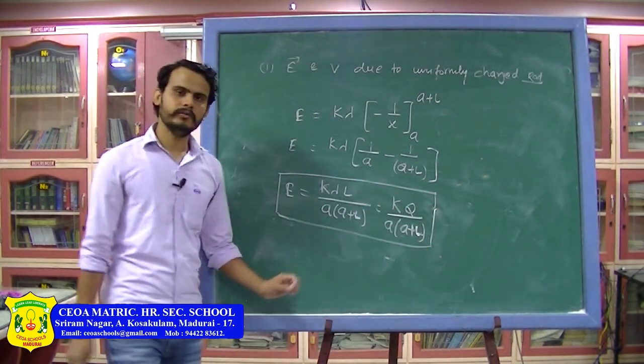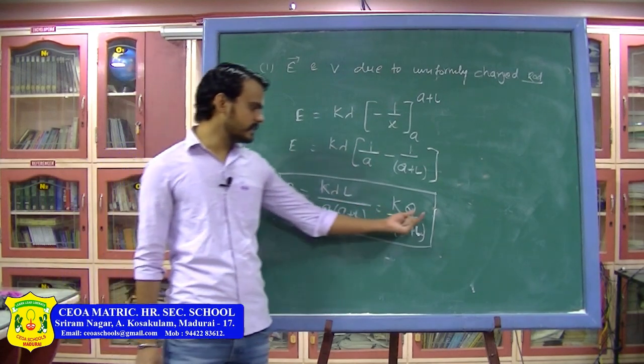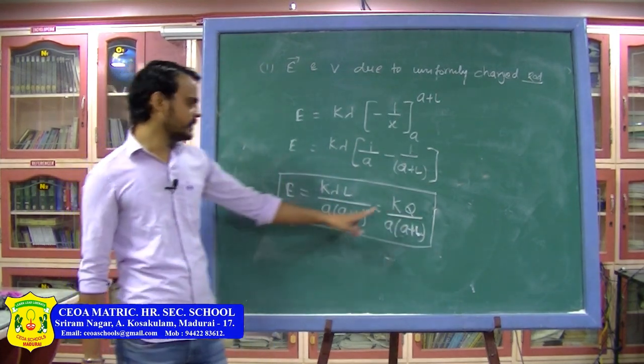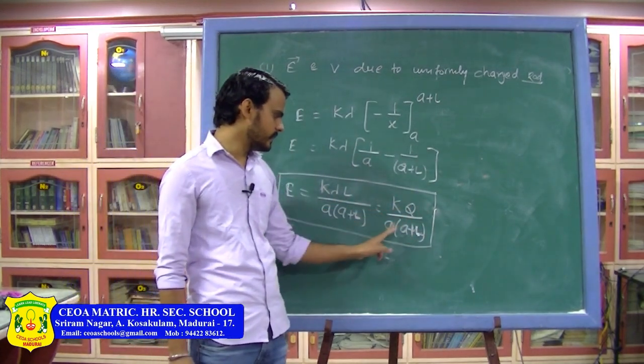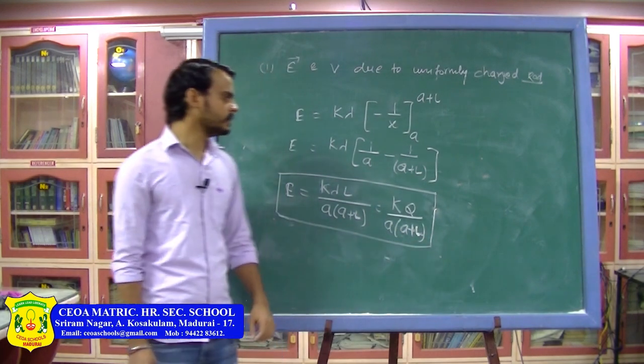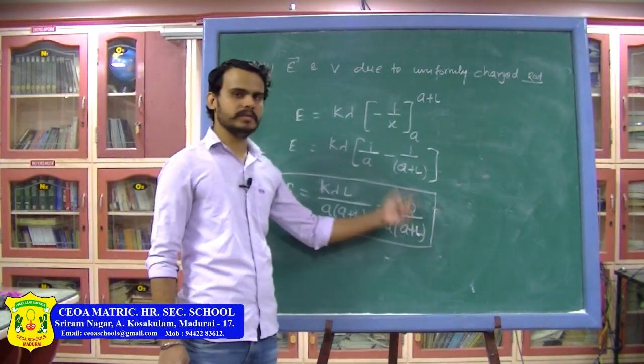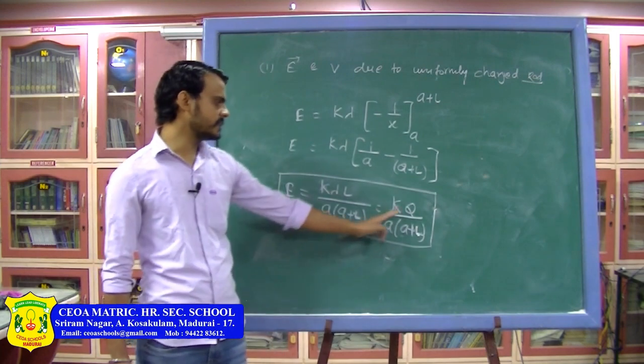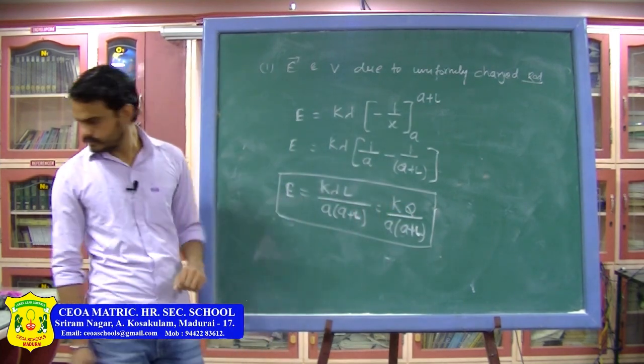So the electric field due to a rod on its axis, at a point at a distance a from one of the ends, can be written as kQ divided by a into a plus l. The direction of the electric field, if the charge is positive, will be away from the rod, and if the charge is negative, it will be towards the rod.